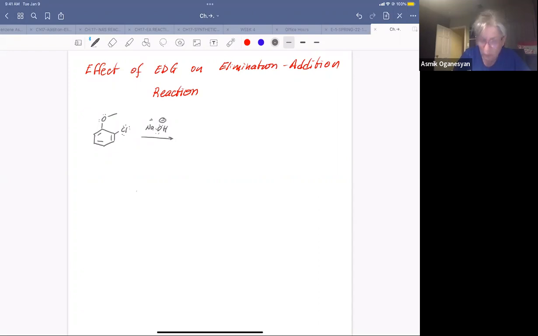Again, don't forget your lone pairs, your charges, and we're going to perform an elimination addition reaction. So as we remember, this reaction happens under high temperature in the presence of a strong nucleophile that can also act as a base. So first, your hydroxy group is going to pick up the proton, and we will kick out chloride. The byproduct of this reaction will be sodium chloride and water, which we will use later on.